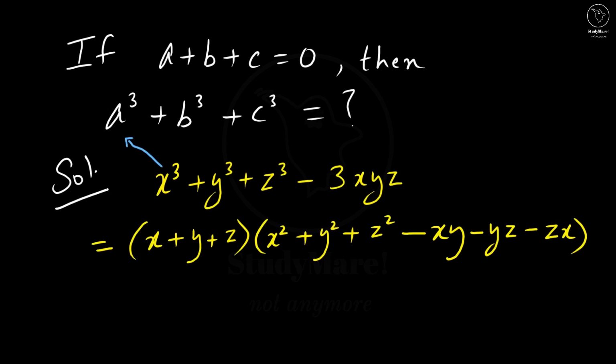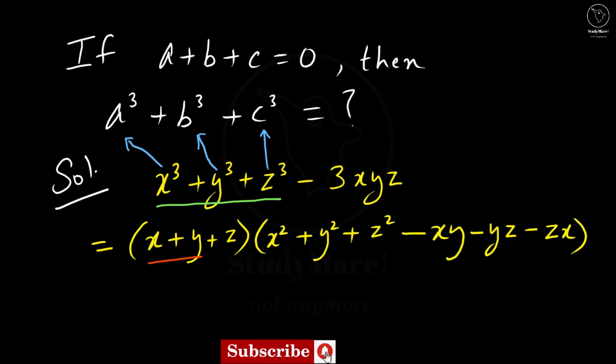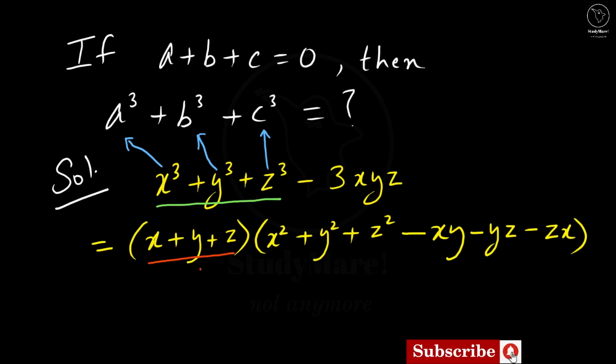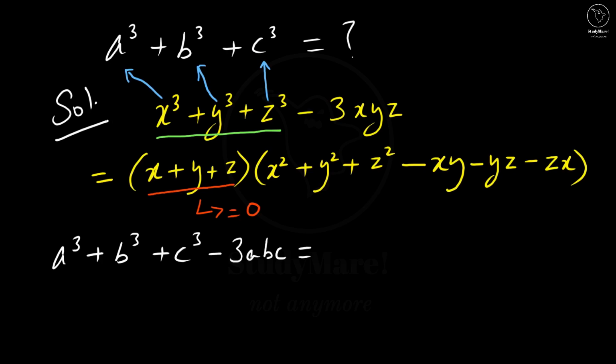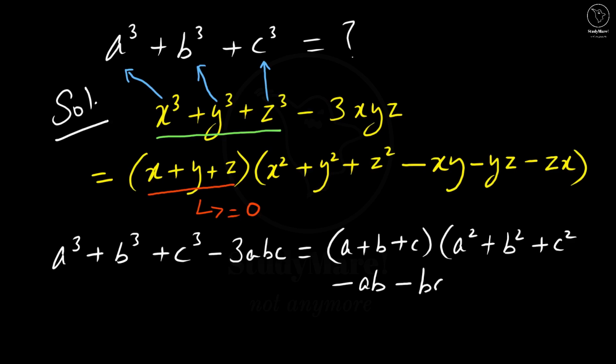Here x is a, y is b and z is c, and we have to find the value of this when the value of a plus b plus c, that is x plus y plus z, is given as 0. So, if we simply substitute the values, it becomes a cube plus b cube plus c cube minus 3abc is equal to a plus b plus c into a square plus b square plus c square minus ab minus bc minus ca.